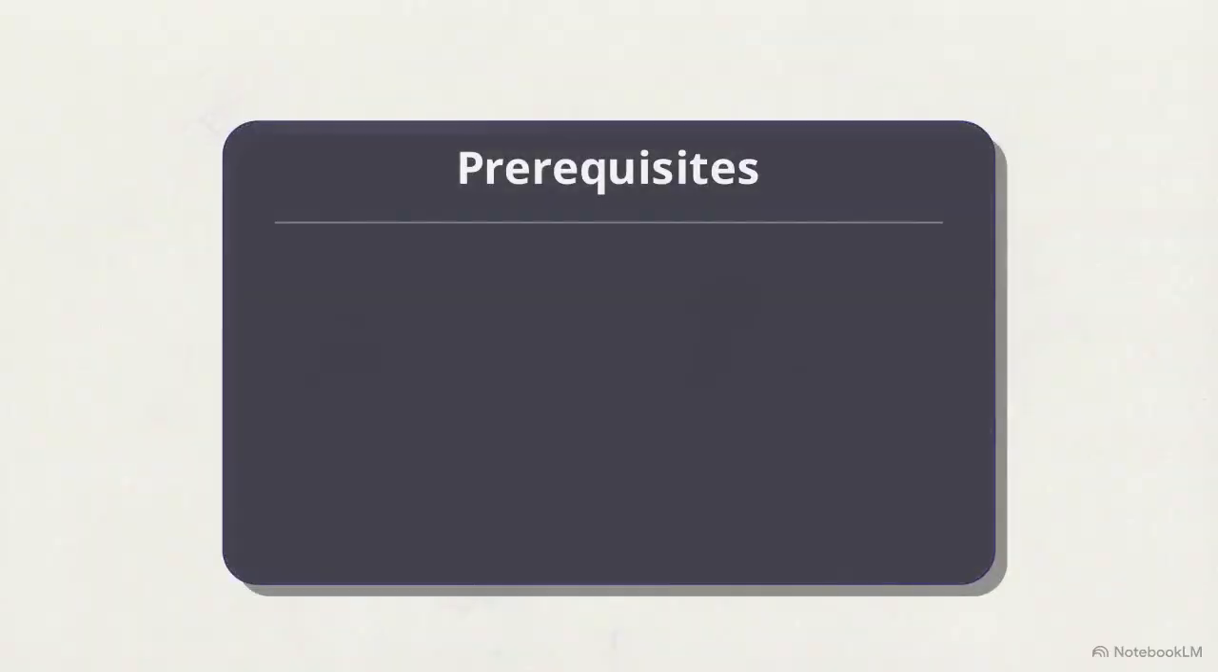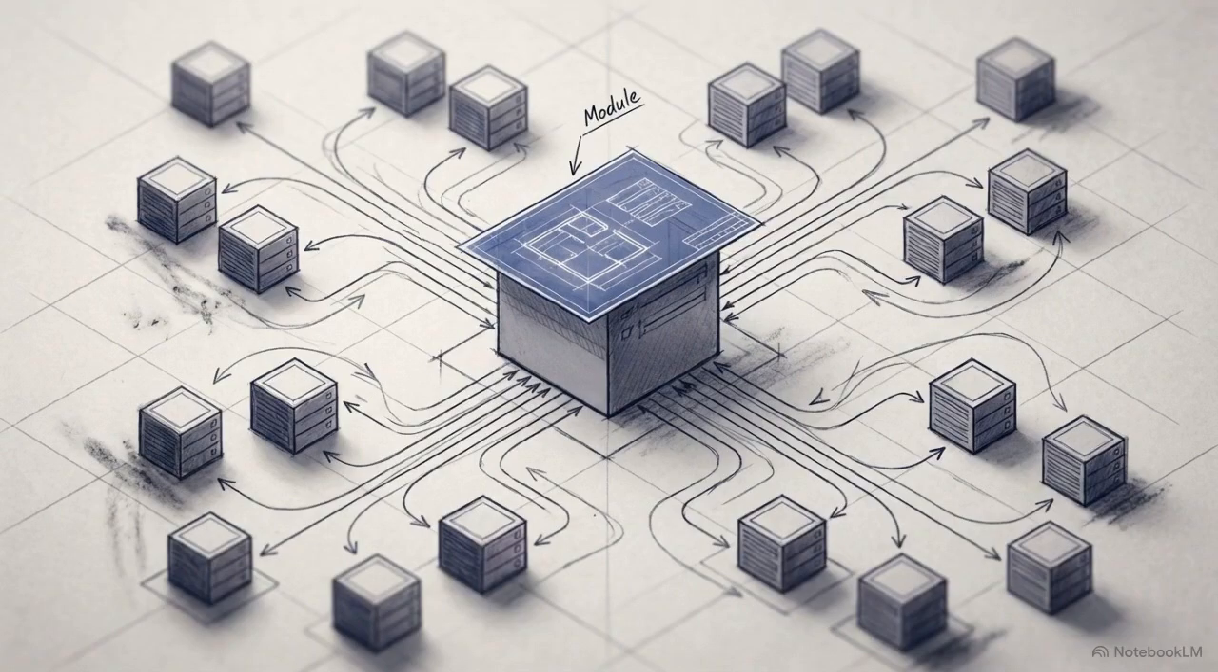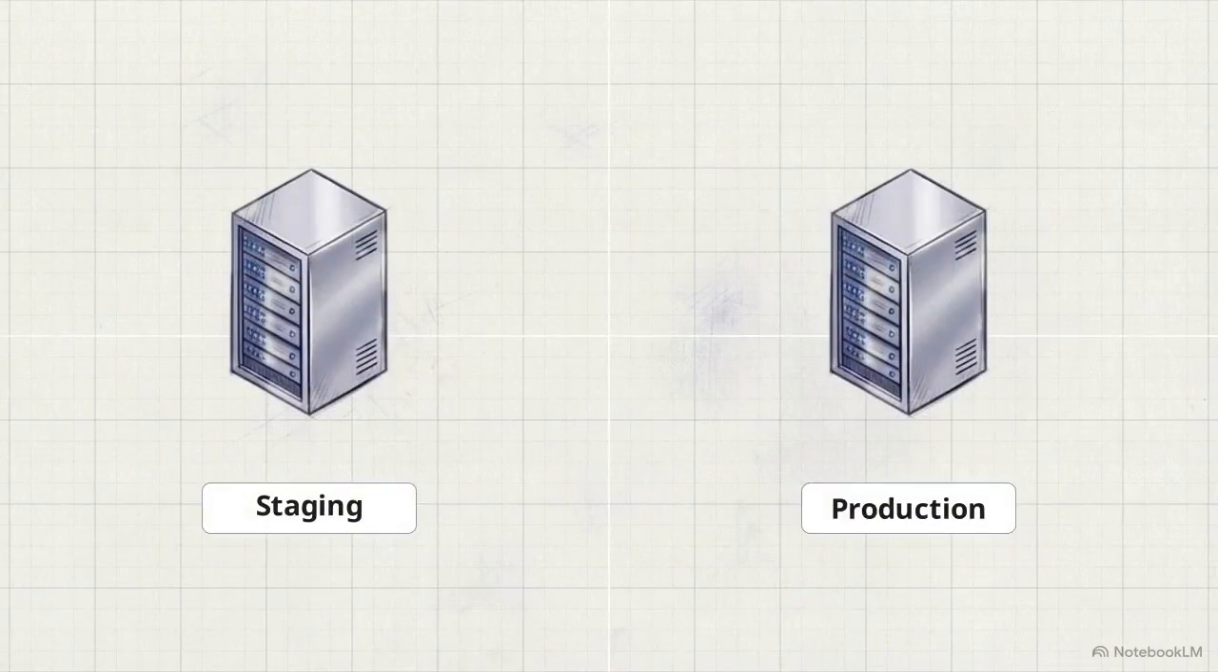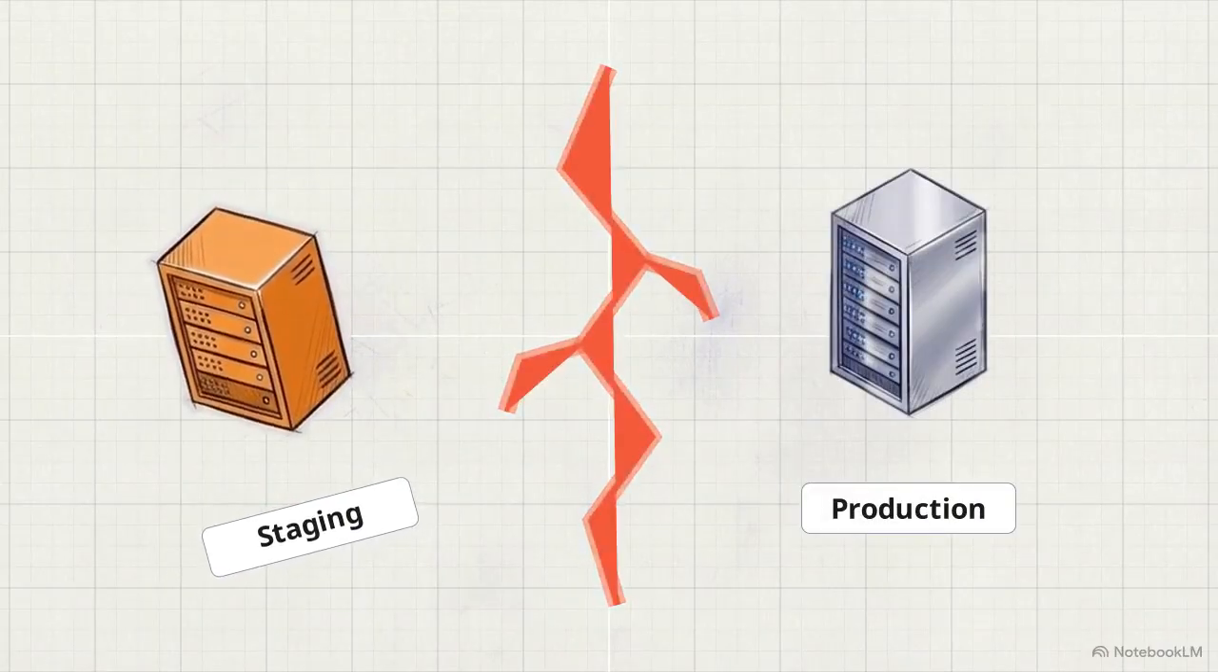To follow along, you need Terraform version 1.6 or higher, active AWS credentials, and a basic understanding of how to write resource blocks. Eliminating duplicated code establishes a strict single source of truth. This prevents configuration drift, the scenario where staging and production environments fall out of sync and develop unique, undocumented errors.